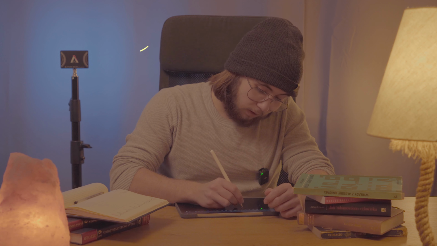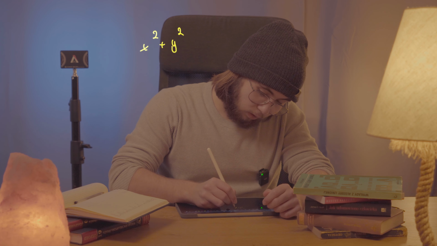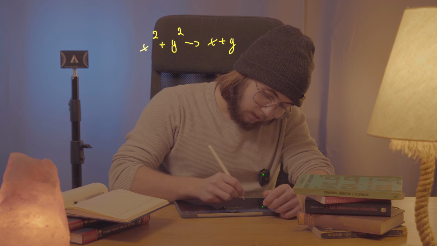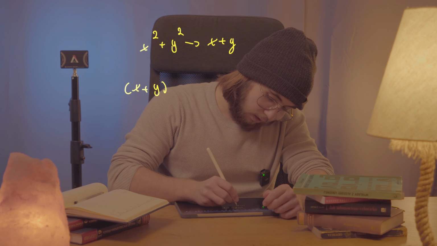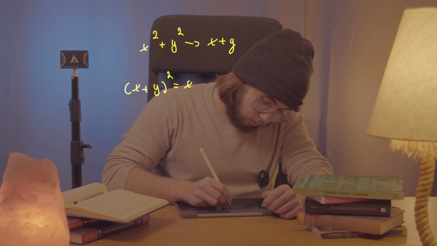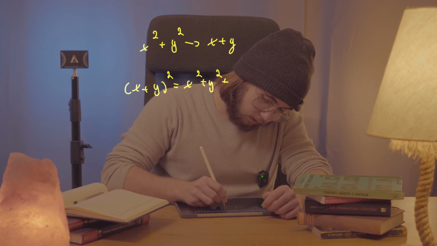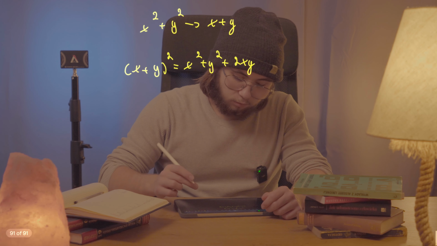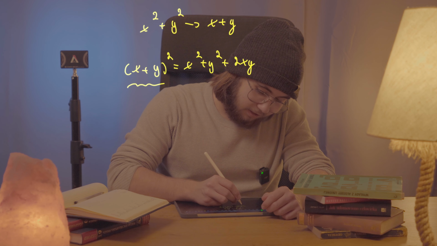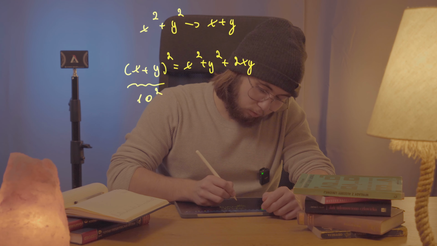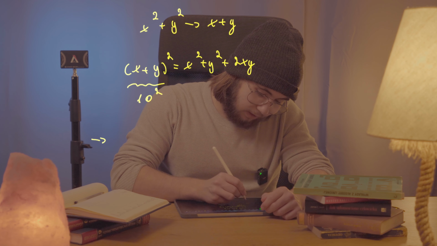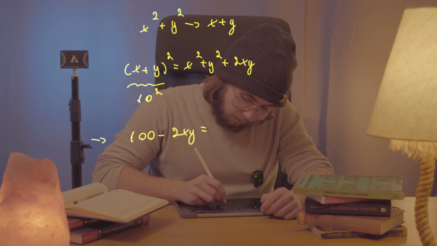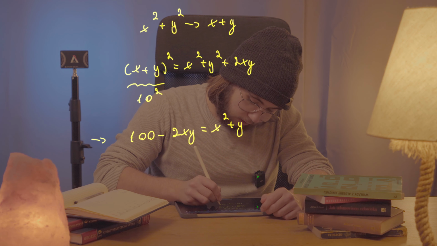Let's first of all find a way to link x squared plus y squared with x plus y. Well, how can we do it? We see that (x plus y) squared is equal to x squared plus y squared plus double xy. Okay, that's lovely, because we see that x plus y is equal to 10, and so 10 squared, well, that's 100. And so we thus see that 100 minus double xy is equal to x squared plus y squared.